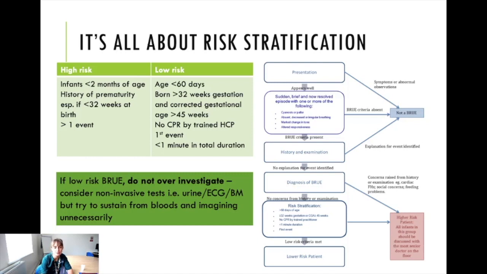If it's a low risk BRUE, you consider the non-invasive tests, so urine, ECG, BM. And like I said, we're rarely bold enough to send them home without observing them, because it might be the first presentation, which is low risk, but if they have another one overnight, they're then in the high risk category, and you've missed the opportunity to investigate, and you might have missed the opportunity to diagnose something else. So often we observe them overnight, on continuous monitoring maybe for a little bit, and it also gives a bit of maternal or paternal help and reassurance.